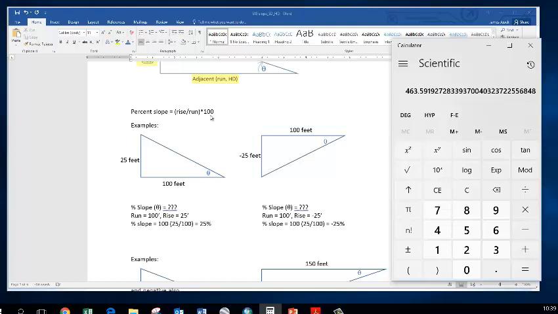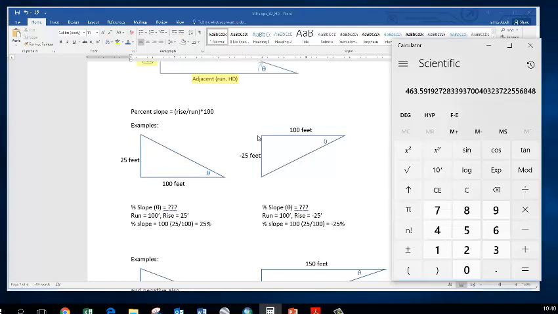Rise over run times 100. So 25 divided by 100 is 0.25, and then I multiply that by 100, and it turns it into 25%. Pretty simple, right? No sine, no cosine. We will be using the tangent function in just a bit. That's a positive 25 feet, which says it's a slope of 25% going uphill.